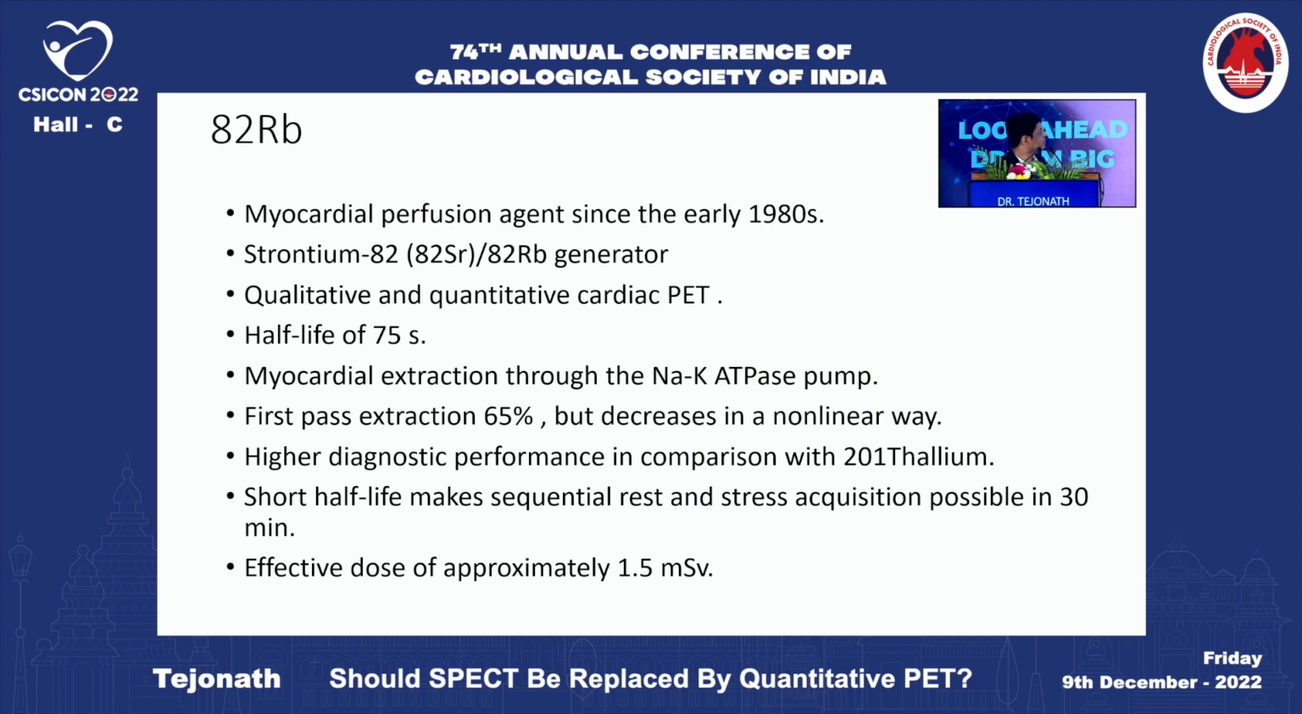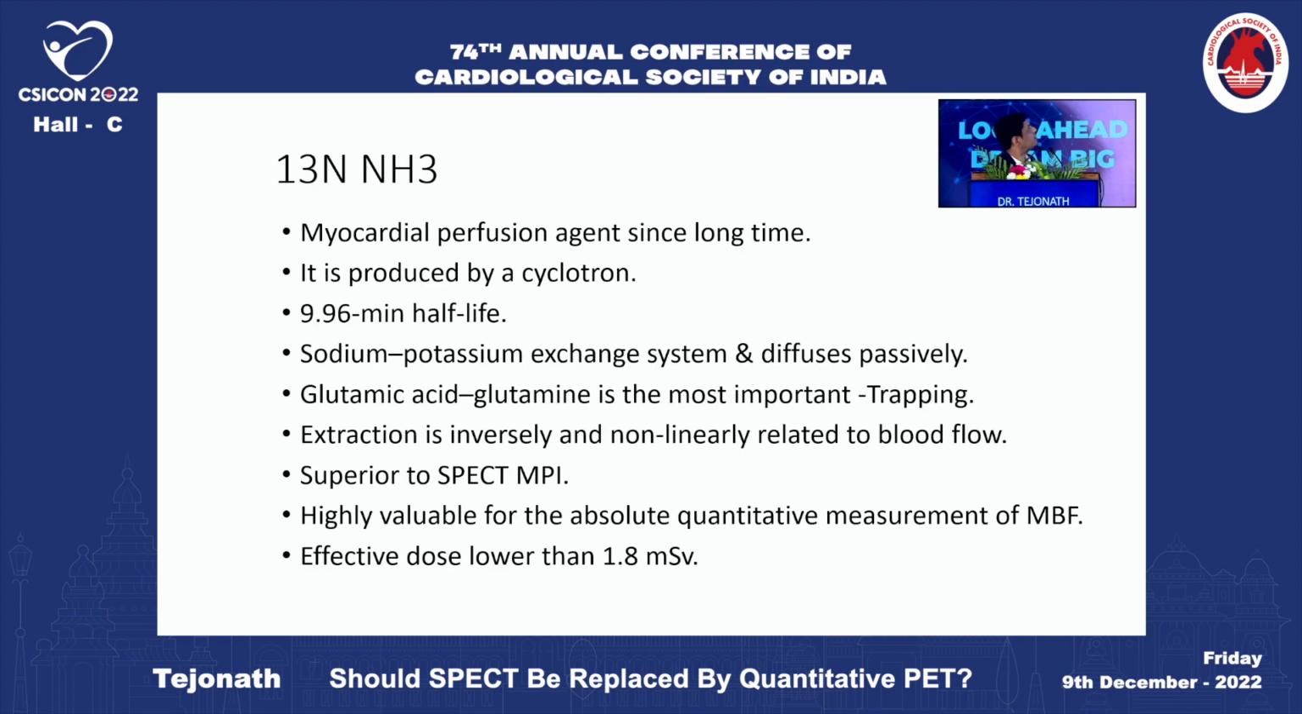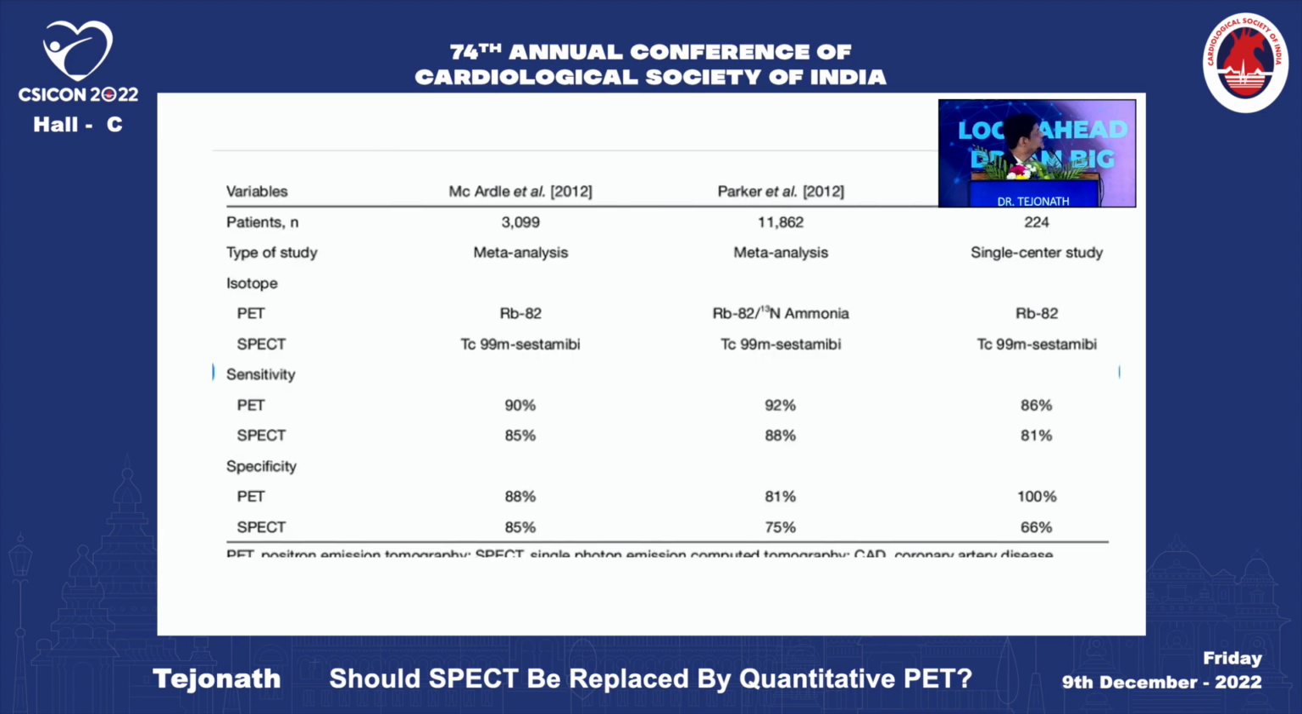Similarly, rubidium also has a very small radiation exposure. Because of the short half-life and its washout, we can finish both stress and rest images within 30 minutes, similar to oxygen-15 water. But ammonia-13 has a little longer half-life of 10 minutes, so for both stress and rest perfusion we need a time gap between the rest and the stress. But the radiation exposure is similarly very less as compared to SPECT tracers.